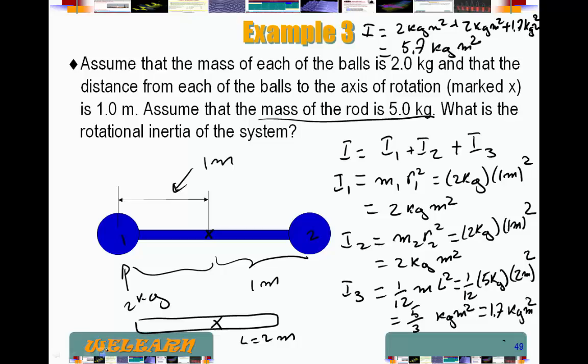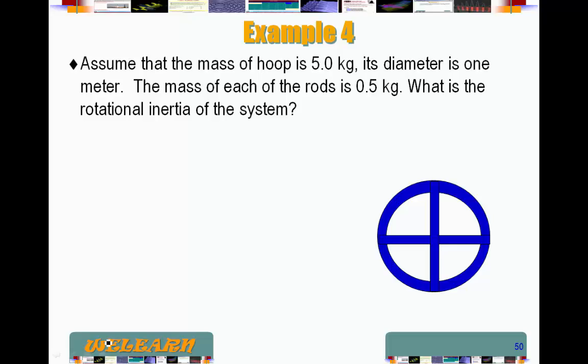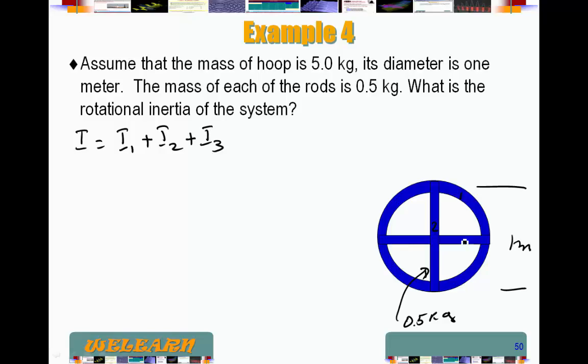Okay. Let's work another example. Now here we have a hoop of mass 5 kilograms and a diameter, that's from here to here, 1 meter, and we are told that these two rods or spokes, their masses is 0.5 kilograms, and we are asked to find the rotational inertia of the system. Like we did in the previous case, the rotational inertia is going to be I1, that's for the hoop, plus I2 for rod 1, plus I3 for rod 3.